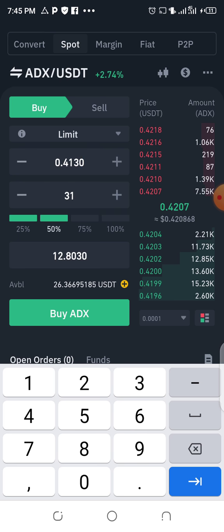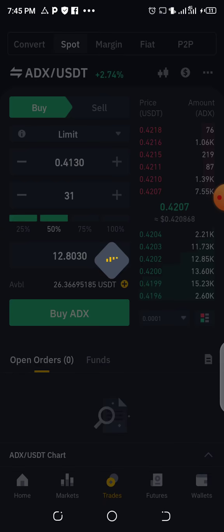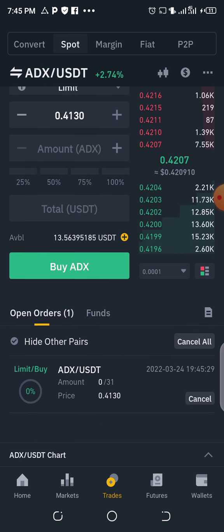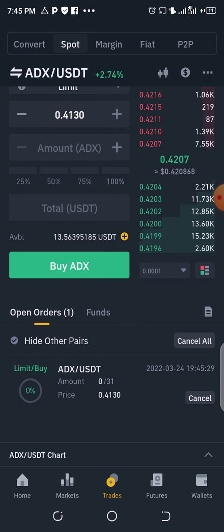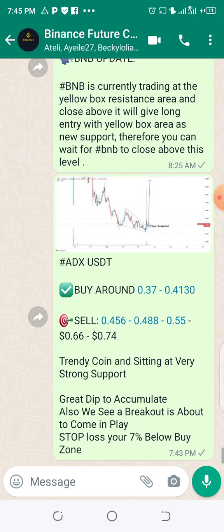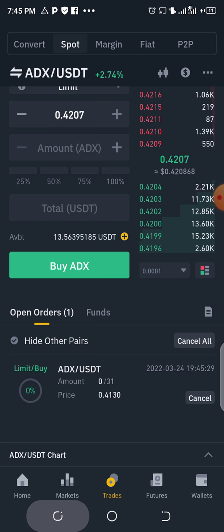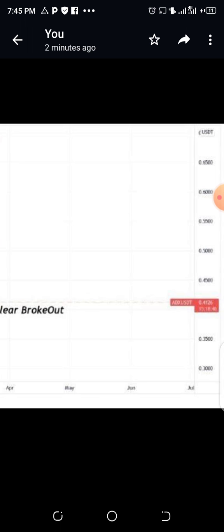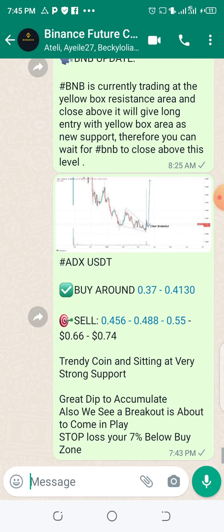And I'll say I'm using 25% of my wallet. I click on buy ADS. So right now I say if at 0.4130, which is the signal they gave to us, buy ADS for me. Because from the chart here, let me zoom it up. After the breakout, they say there's a tendency that ADS may get to 0.65 from this chart. So if you look at our take profit targets, the first one is 0.456, 0.488 to 0.74.